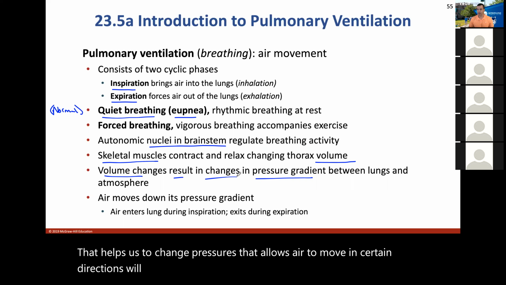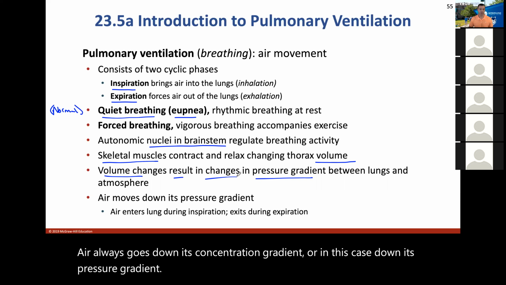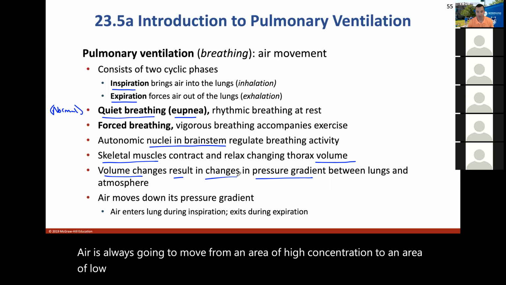Air always goes down its concentration gradient, or in this case, down its pressure gradient. Air is always going to move from an area of high concentration to an area of low concentration. Okay. It's always going to do it.